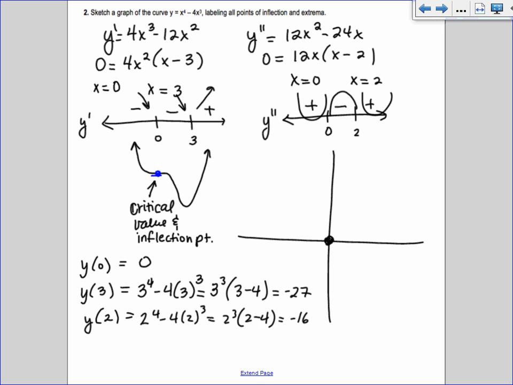That's the place that's a critical value and an inflection point, but not a max or min. And then you have 3 comma negative 27. Yeah, that's when you just put it down there. All right, and then 2 comma negative 16.